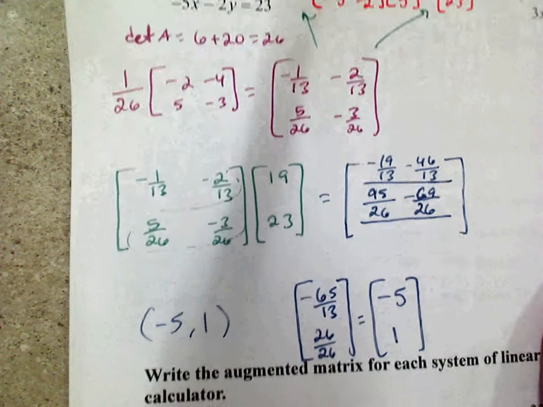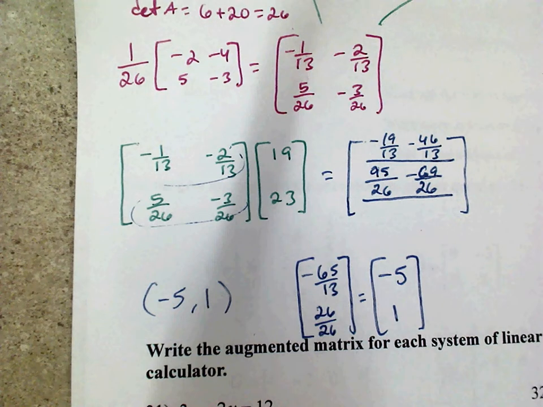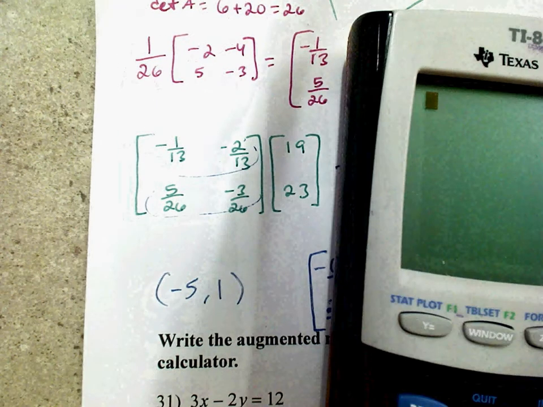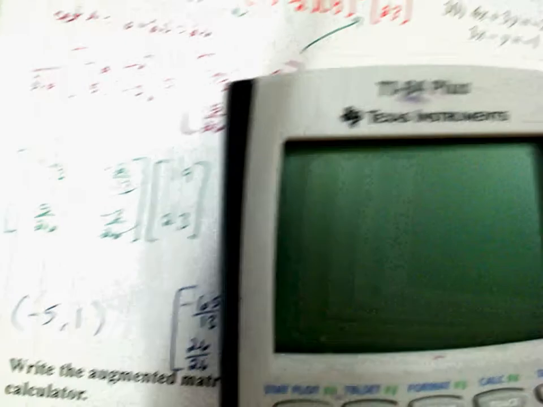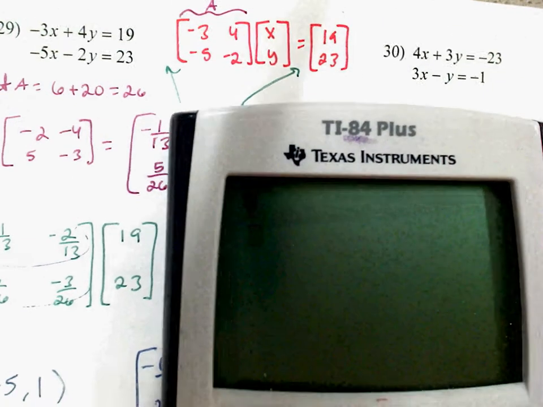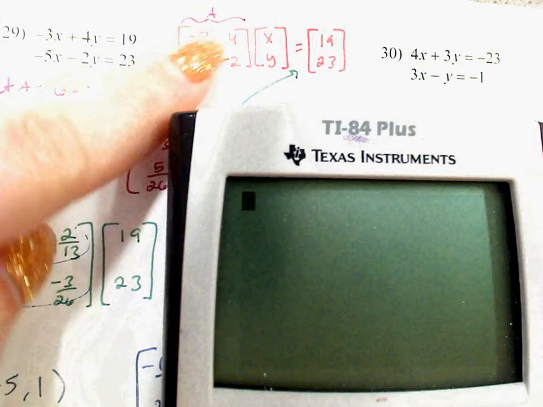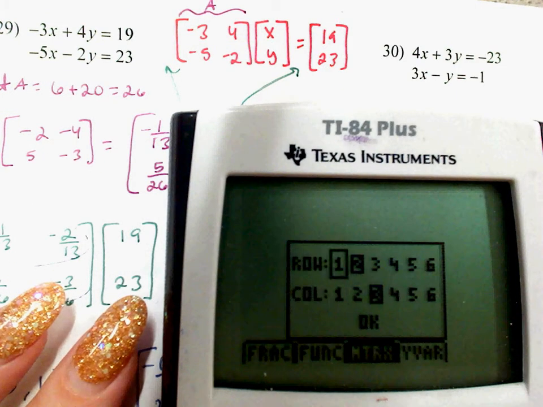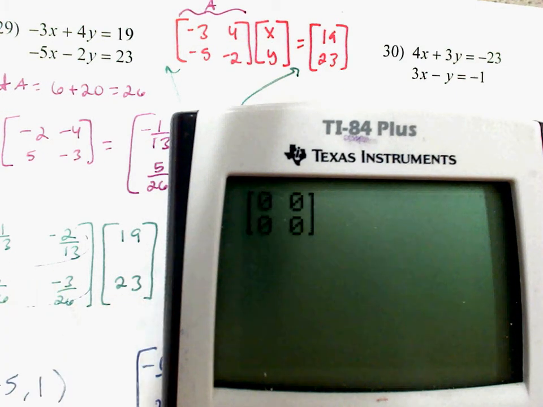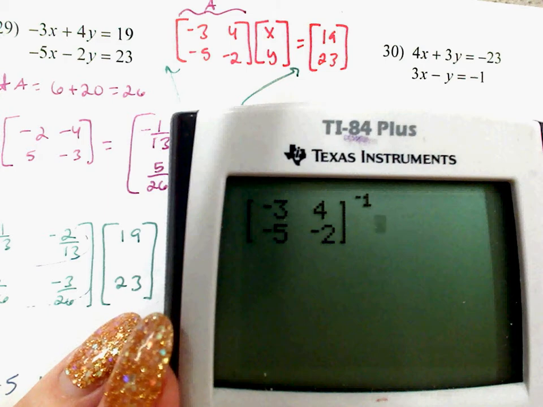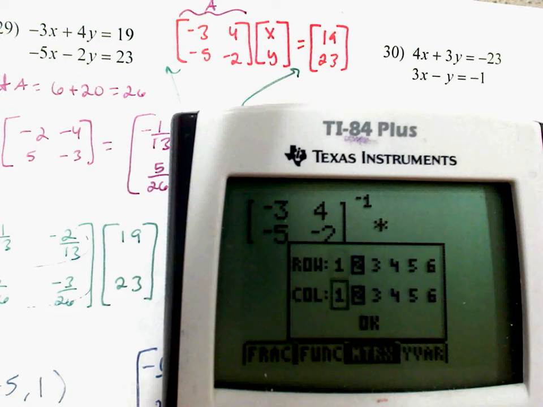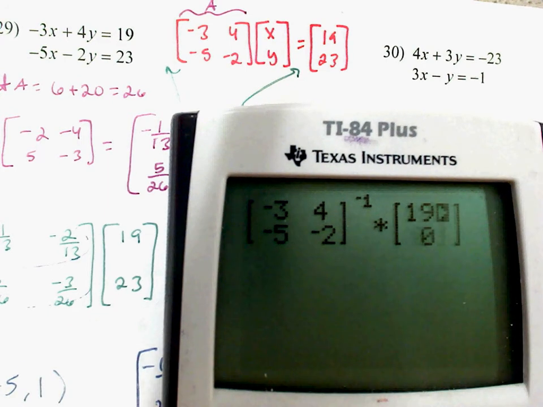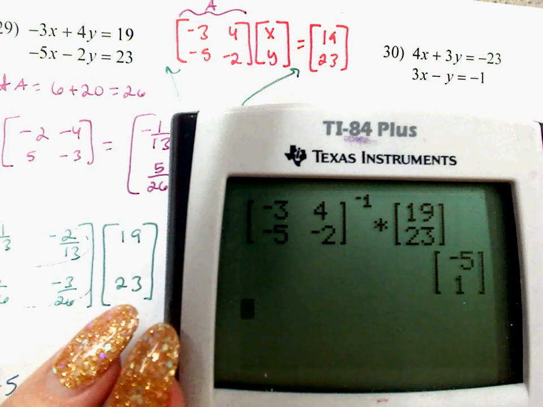And you couldn't see that. Okay, so practice it by hand one more time. I'm going to multiply the inverse of that matrix times this one. So alpha zoom, 2 by 2, negative 3, 4, negative 5, negative 2, inverse times alpha zoom, a 2 by 1, 19, 23, and then negative 5, 1. Okay, good.